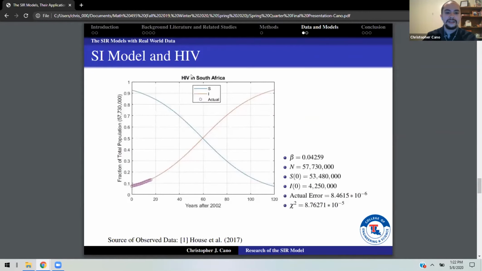So right here we have HIV in South Africa from 2002 all the way to 2018. We have our infection rate, our total population, our initial conditions, our actual error, and our chi-squared statistic. And we can see that about 58 years after 2002, around 50% of the population will have contracted HIV. And then based on this model, 120 years after 2002, around 93% of the population will have contracted HIV.